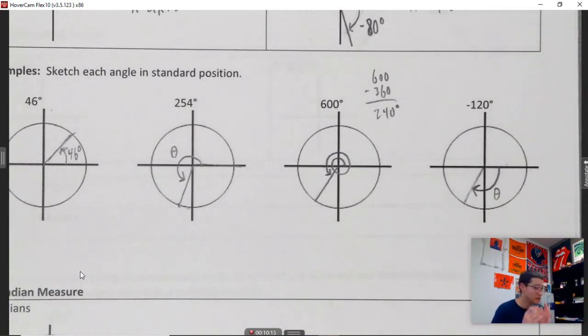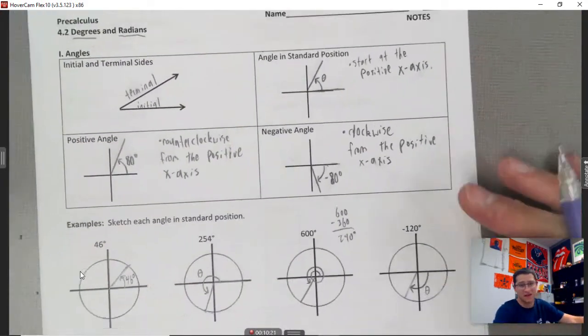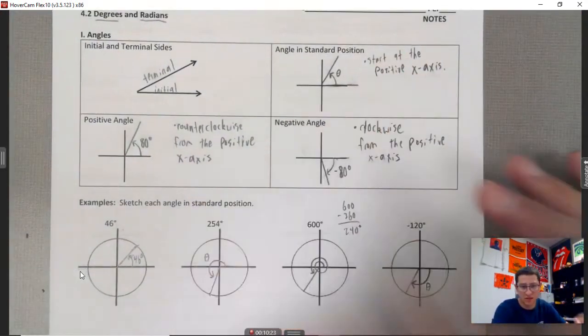Okay, that is positive and negative angles using our angles in standard position. Just remember that standard position starts at the positive x-axis.